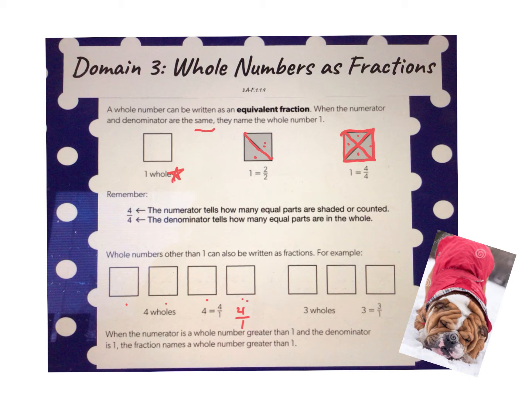So when the numerator is a whole number greater than 1 and the denominator is 1, the fraction names a whole number greater than 1. Let's try this one real quick. 3 wholes, 1, 2, 3. There are 3 shapes there, 3 whole shapes, 3 whole squares. And we can make it as a fraction where we can say 3 equals 3 wholes over 1, and they're only one part because they're not divided into 2 or 4 parts like up here.